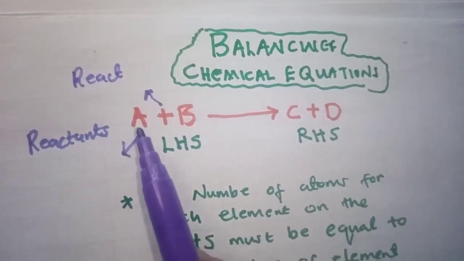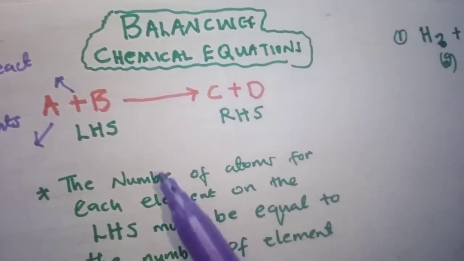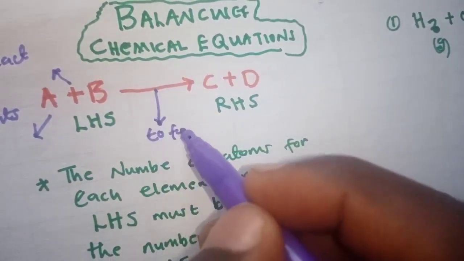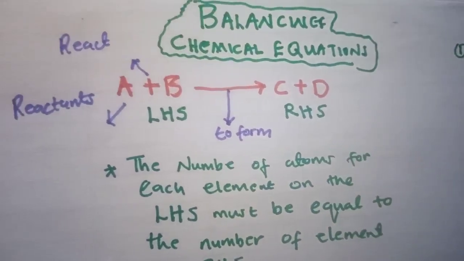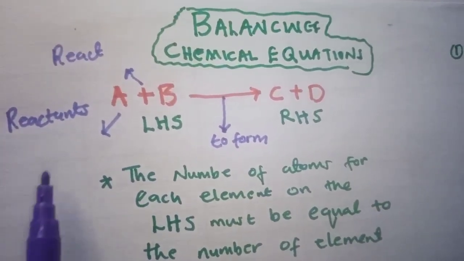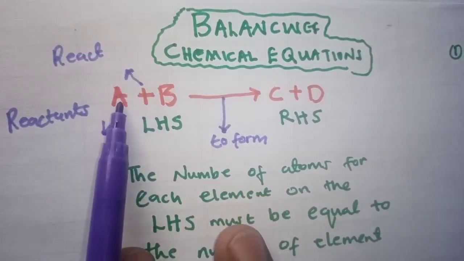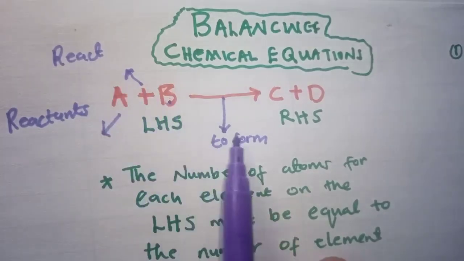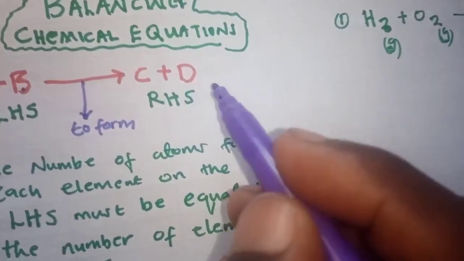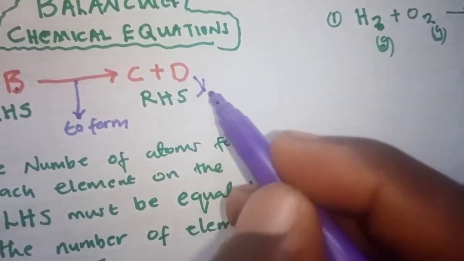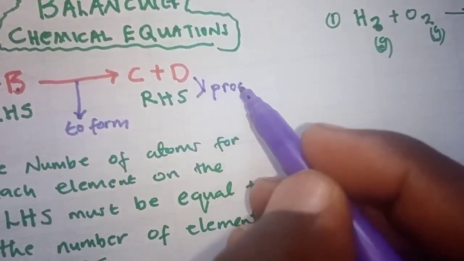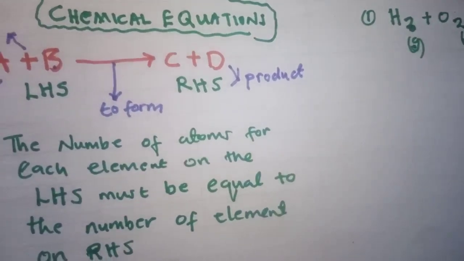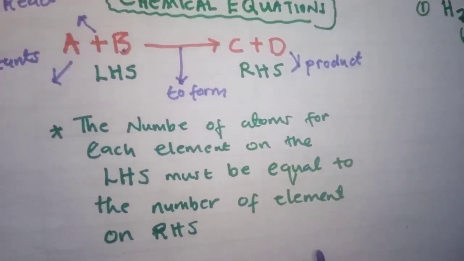So we say this as A reacts with B. This equal sign here, we read it as "to form". So substance A, or reactant A, reacts with reactant B to form C and D. Now these, we call the products. This is what you get on your right hand side.